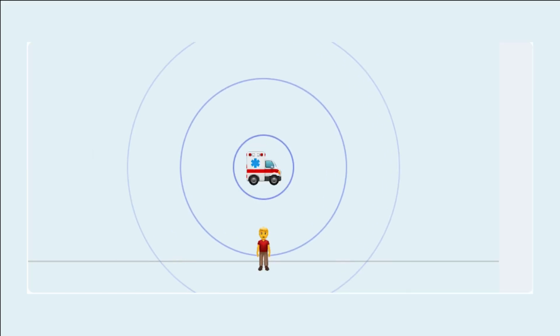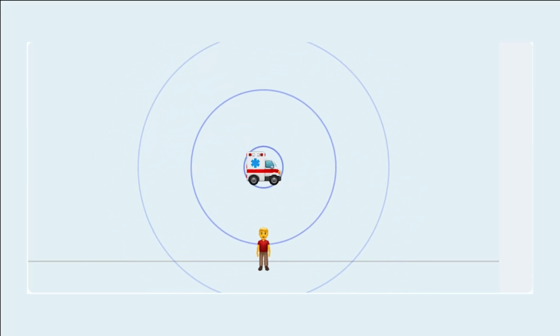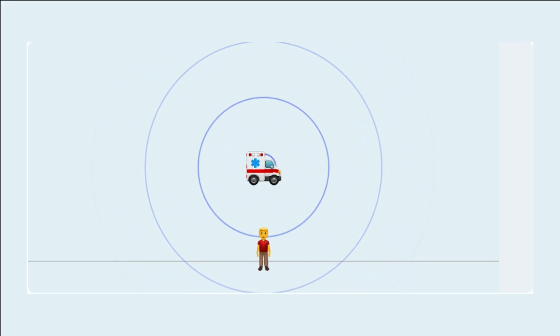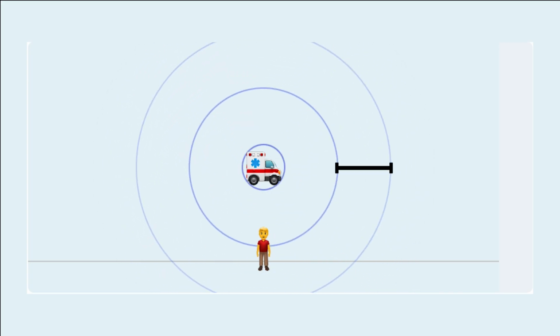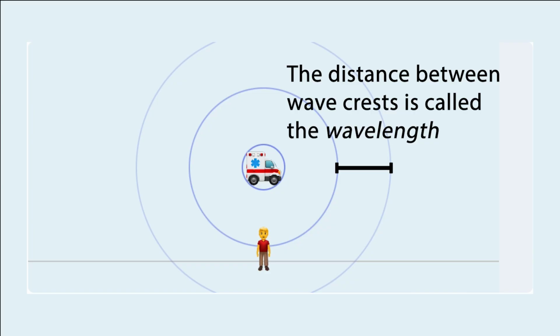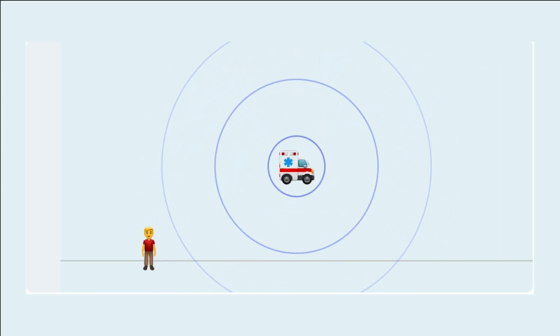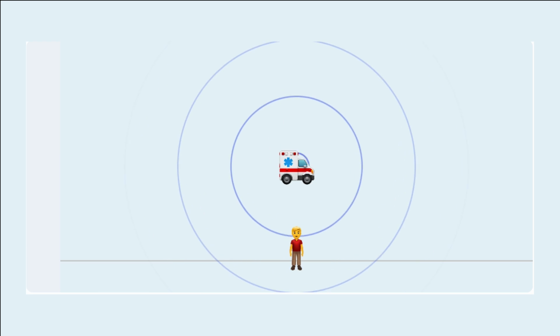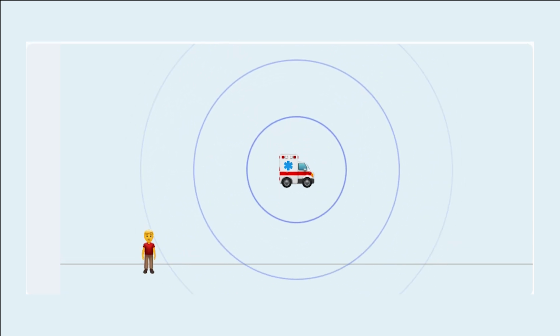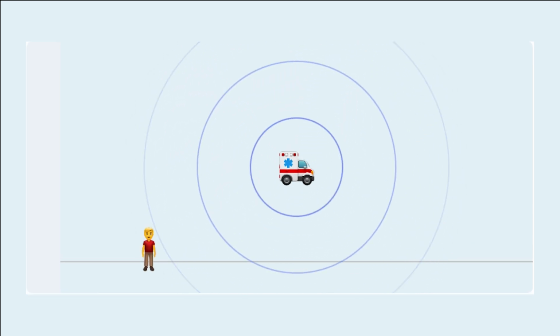Sound travels in waves, spreading out from a source. Notice how the circles are all concentric. The distance between each wave crest is the same in every direction. If you were standing anywhere around this car, the pitch you hear, which is really called the frequency, would be exactly the same. The frequency is just how often these wave crests hit your ear.